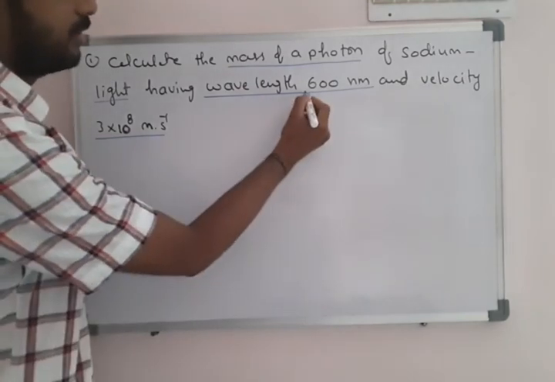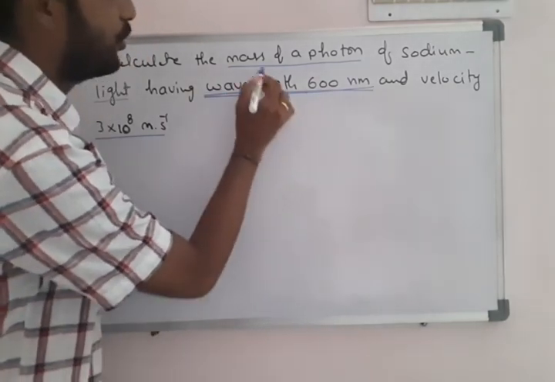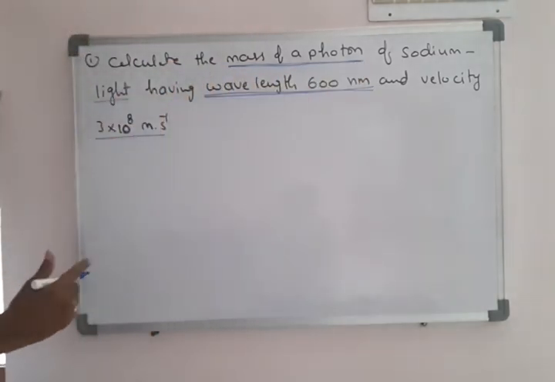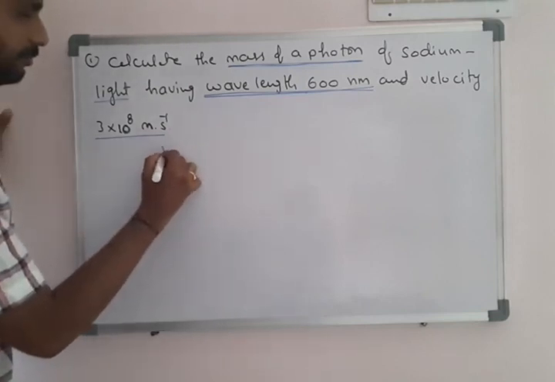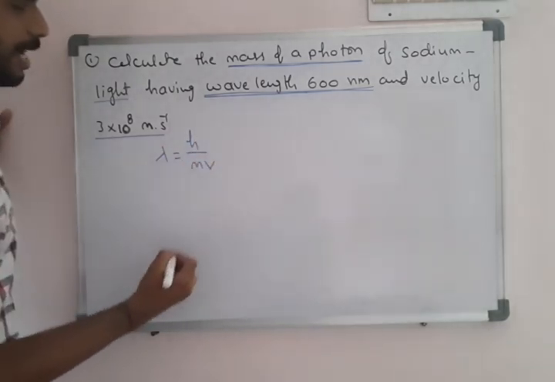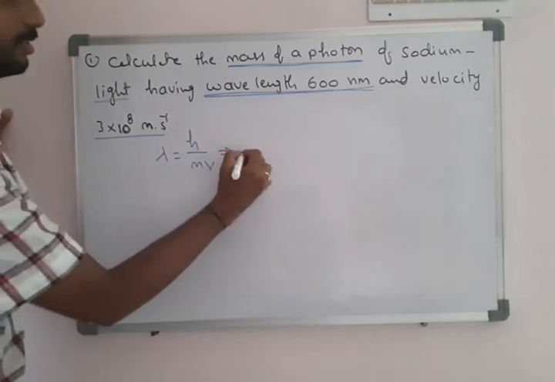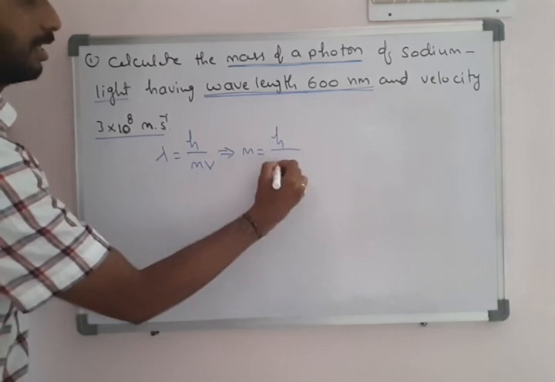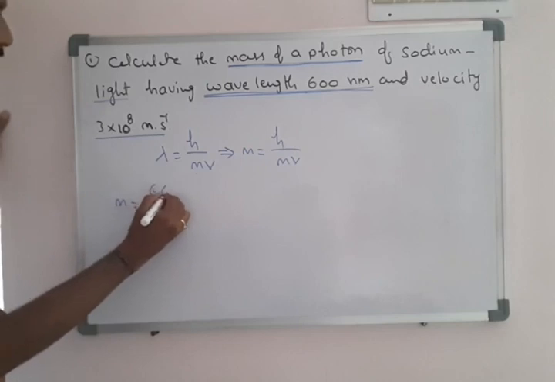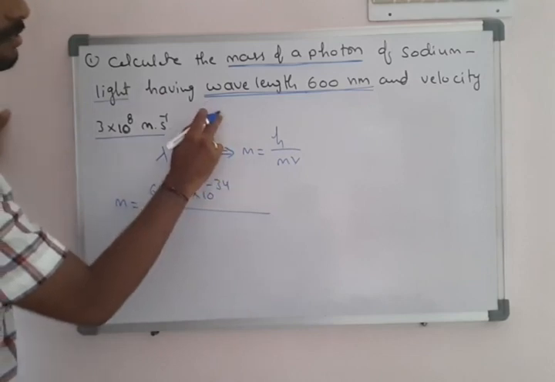So we need to find out the mass. The wavelength is given. And we know the relation in terms of mass and wavelength: lambda is equal to h by mv. We need to calculate mass, so mass equals h by mv. What is the mass?